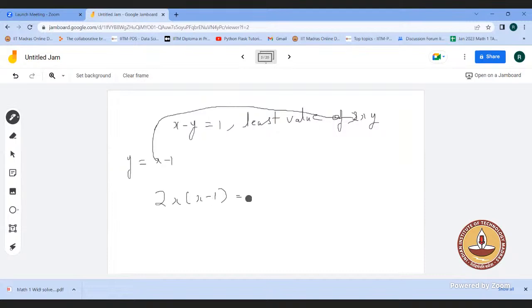So this will be 2x square minus 2x. This is our function f of x, correct? So what we have to do is take f dash of x equal to 0, right? So what is f dash of x?